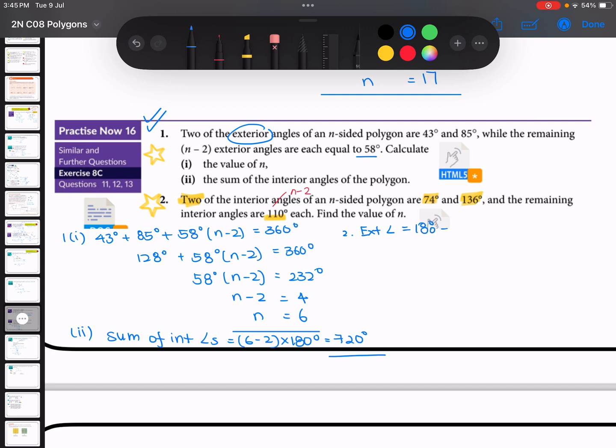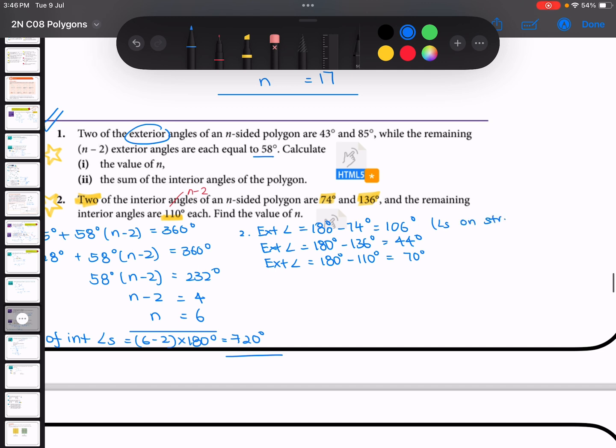Exterior angles are just adjacent angles. So 1, this one is 106. The second one, oh, some big, some small, 44. The remaining ones. All these are angles on a straight line. Come, let's put everything together. I have 1 exterior angle, 2 exterior angles. The remaining n minus 2 are 70 degrees each. They will give me 360 because I use exterior angle. So 360.